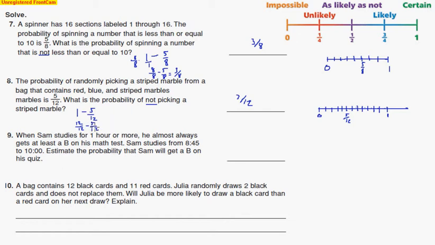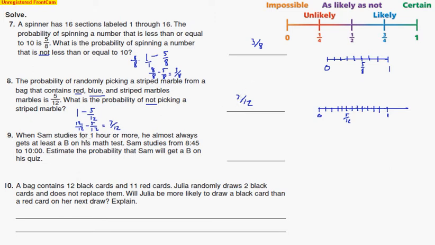12 total. The number of red and blue marbles would be the remaining amount. 7 red and blue marbles. Don't know how many red or how many are blue, but we know together they make 7. So 7/12, same answer we got here.